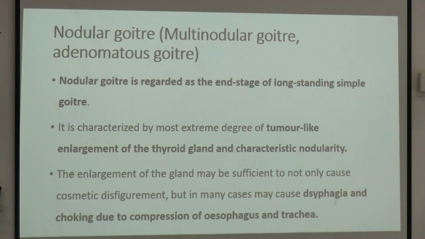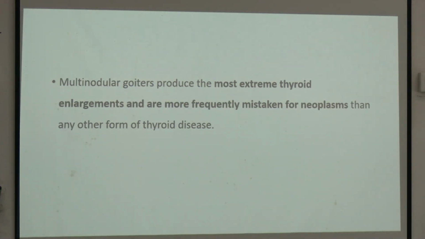Now the nodular goiter, or multinodular goiter, or adenomatous goiter. Nodular goiter is regarded as the last stage of long-standing simple goiter. It is characterized by the most extreme degree of tumor-like enlargement of the thyroid gland, and characteristic nodularity. The clinical features: dysphagia and choking occur due to compression of the esophagus and trachea. Multinodular goiters produce the most extreme thyroid enlargement and are more frequently mistaken for neoplasm than any other form of thyroid disease. In multinodular goiter, the thyroid becomes very large.